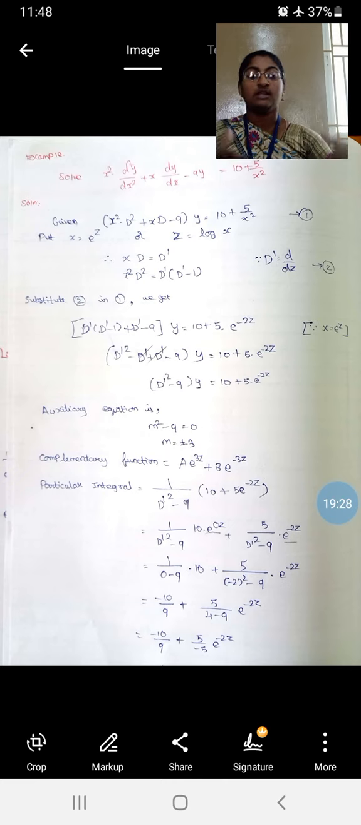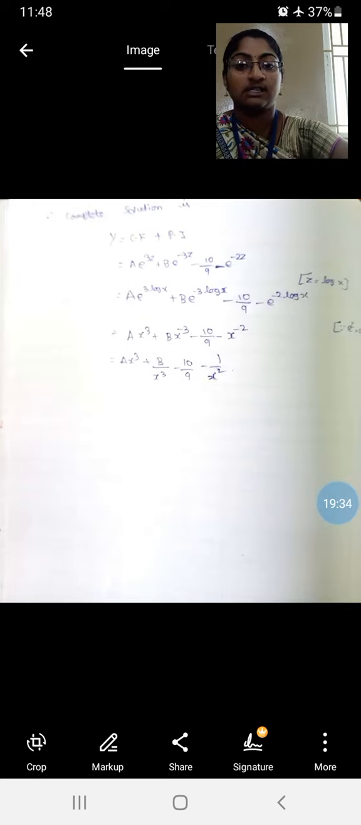Next we have to substitute this complementary function and particular integral value in the complete solution. See here, my complete solution is y = complementary function + particular integral. My complementary function value is A e^(3z) + B e^(-3z), and my value of the particular integral is -10/9 - e^(-2z).